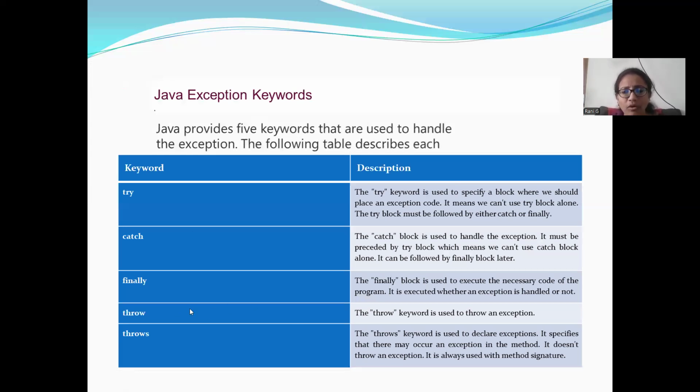Next is the finally block. The finally block is used to execute the necessary code of the program. It is executed whether an exception is handled or not. In a program, whether an exception occurs or not, the finally block will be executed compulsorily.